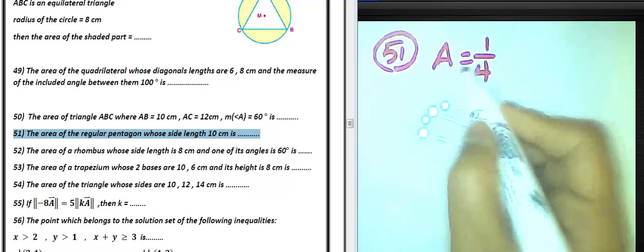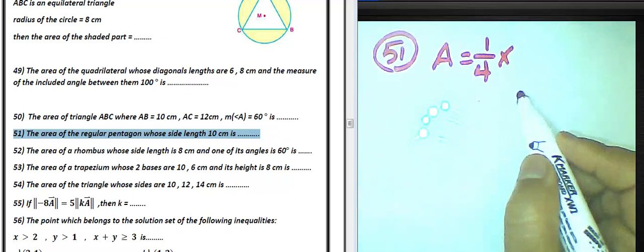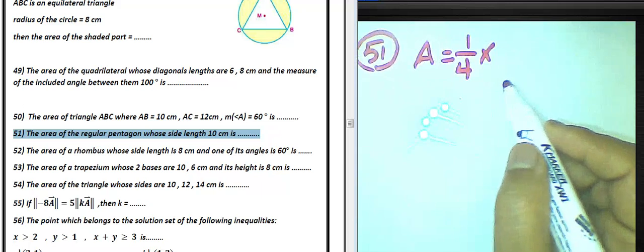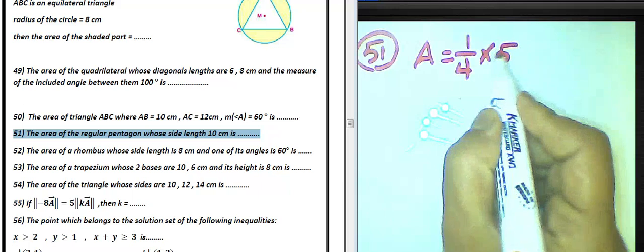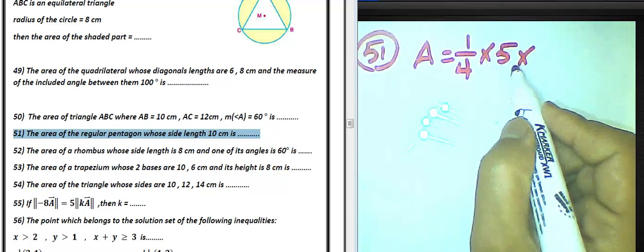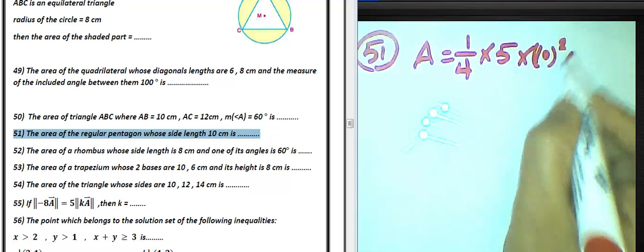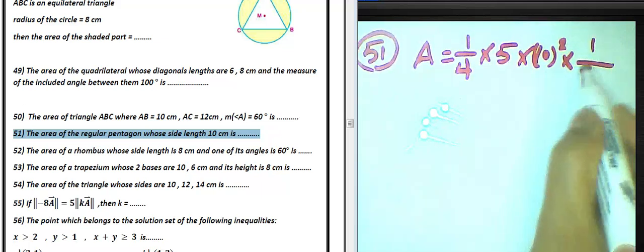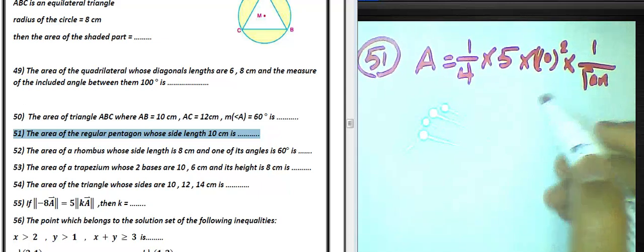Area equals one fourth multiplied by, we have here side length 10 centimeters and we have 5 sides in the pentagon. A pentagon has 5 sides, so we can write one fourth times the number of sides multiplied by length squared. The length of the side equals 10 squared, multiplied by 1 over tan of 180 divided by 5.